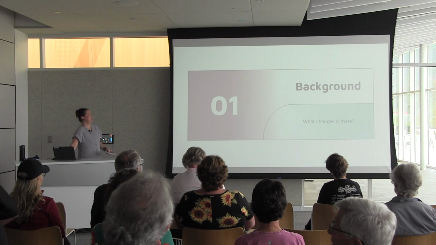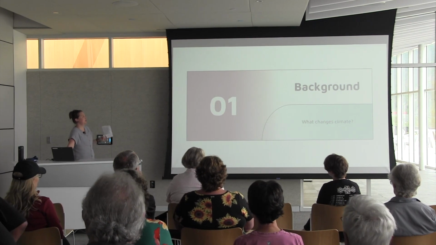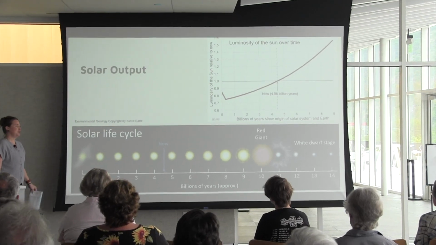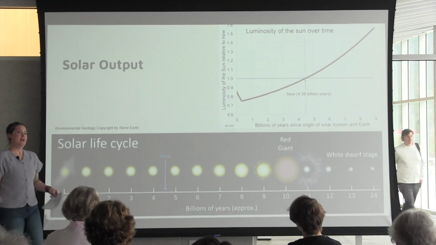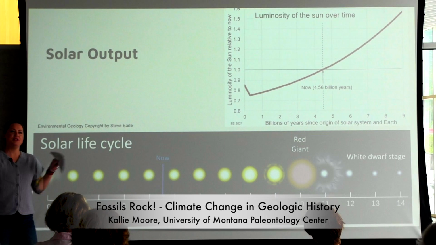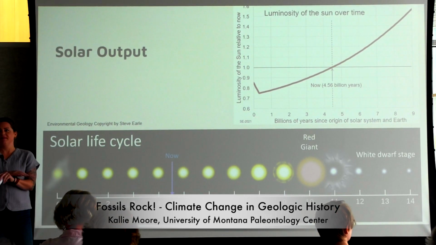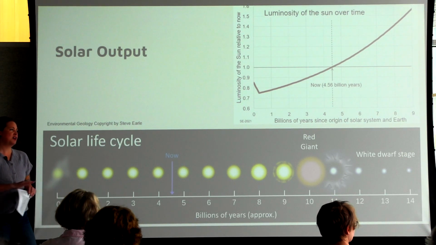So let's get started. What causes climate to change? Well, one thing that can cause climate to change is our solar output. Now, when we think about solar output on our human timescale or even thousands of year timescale, it's negligible. It's nothing. It's hardly anything.